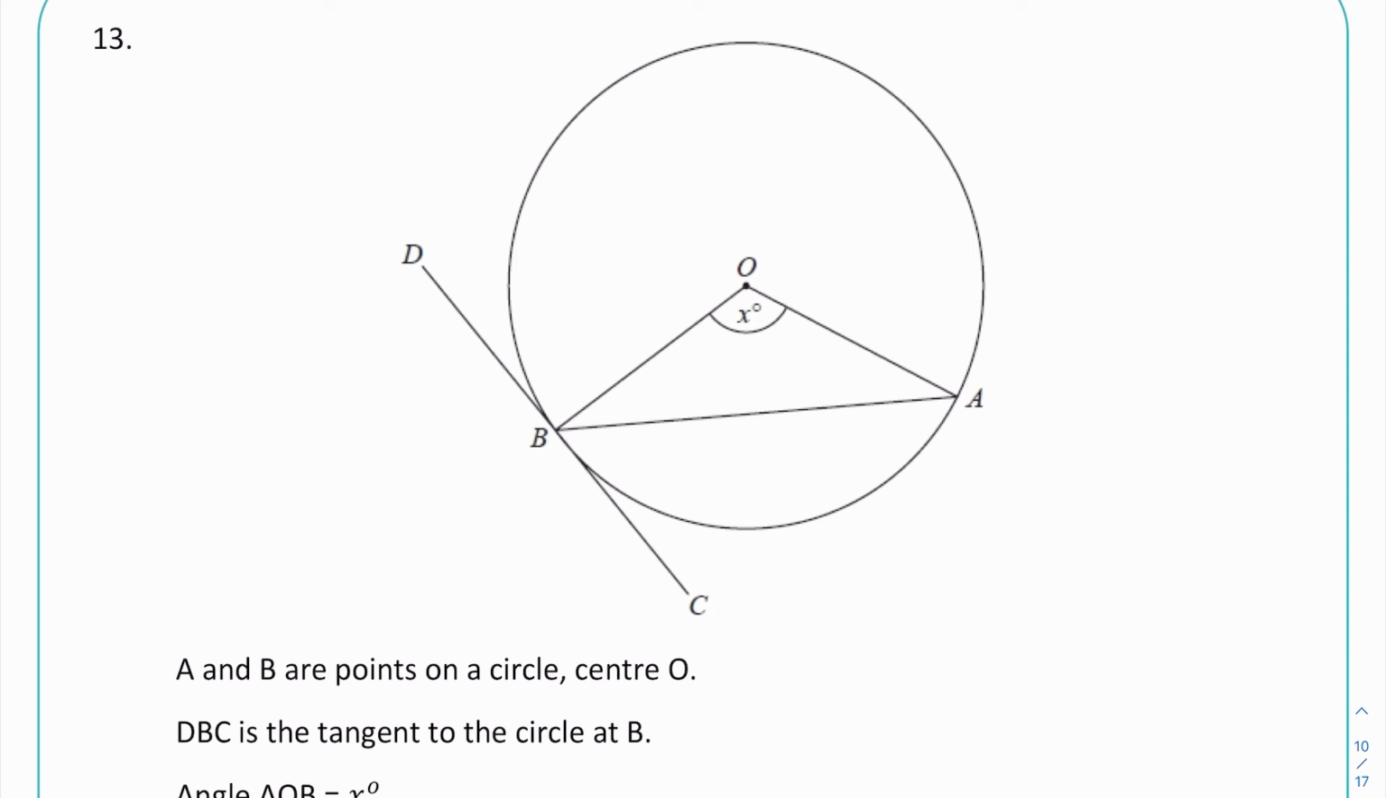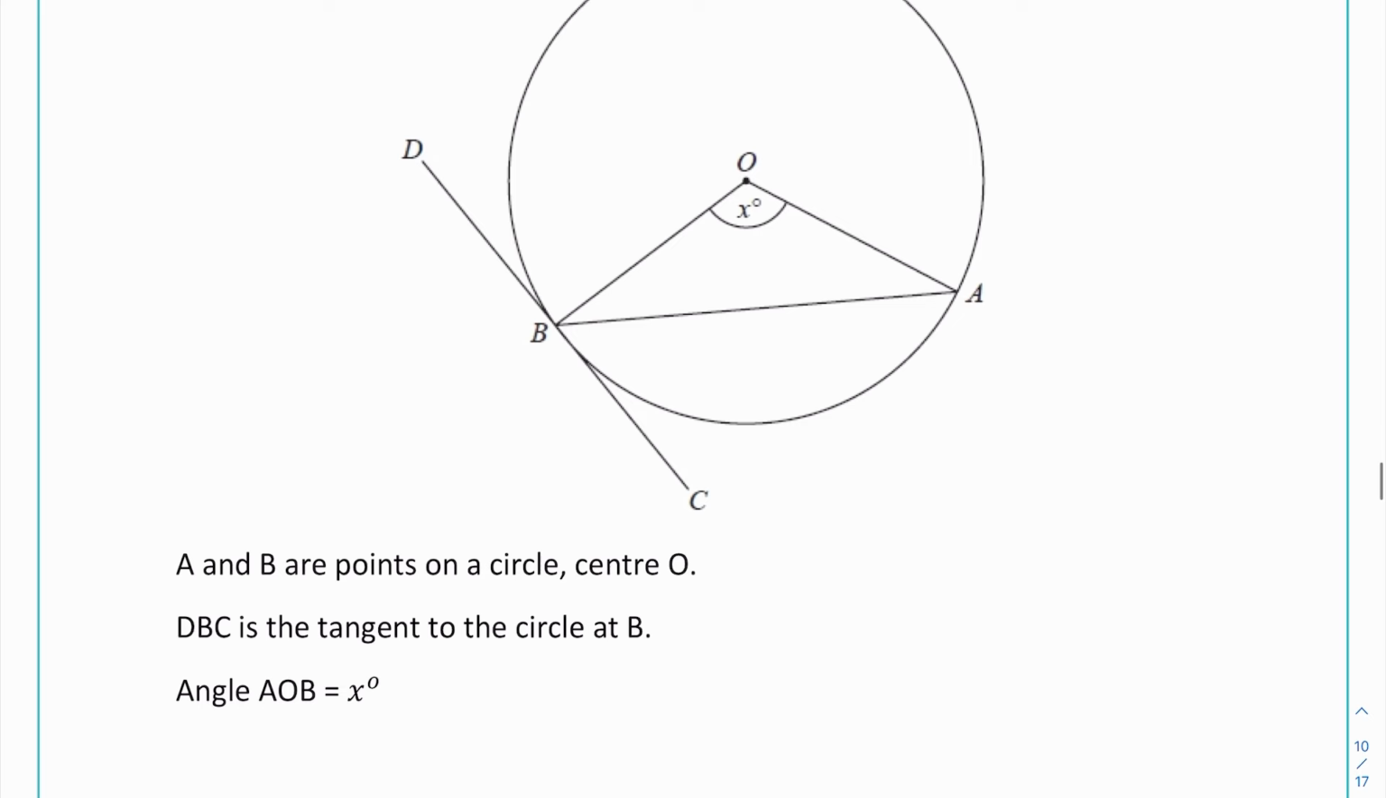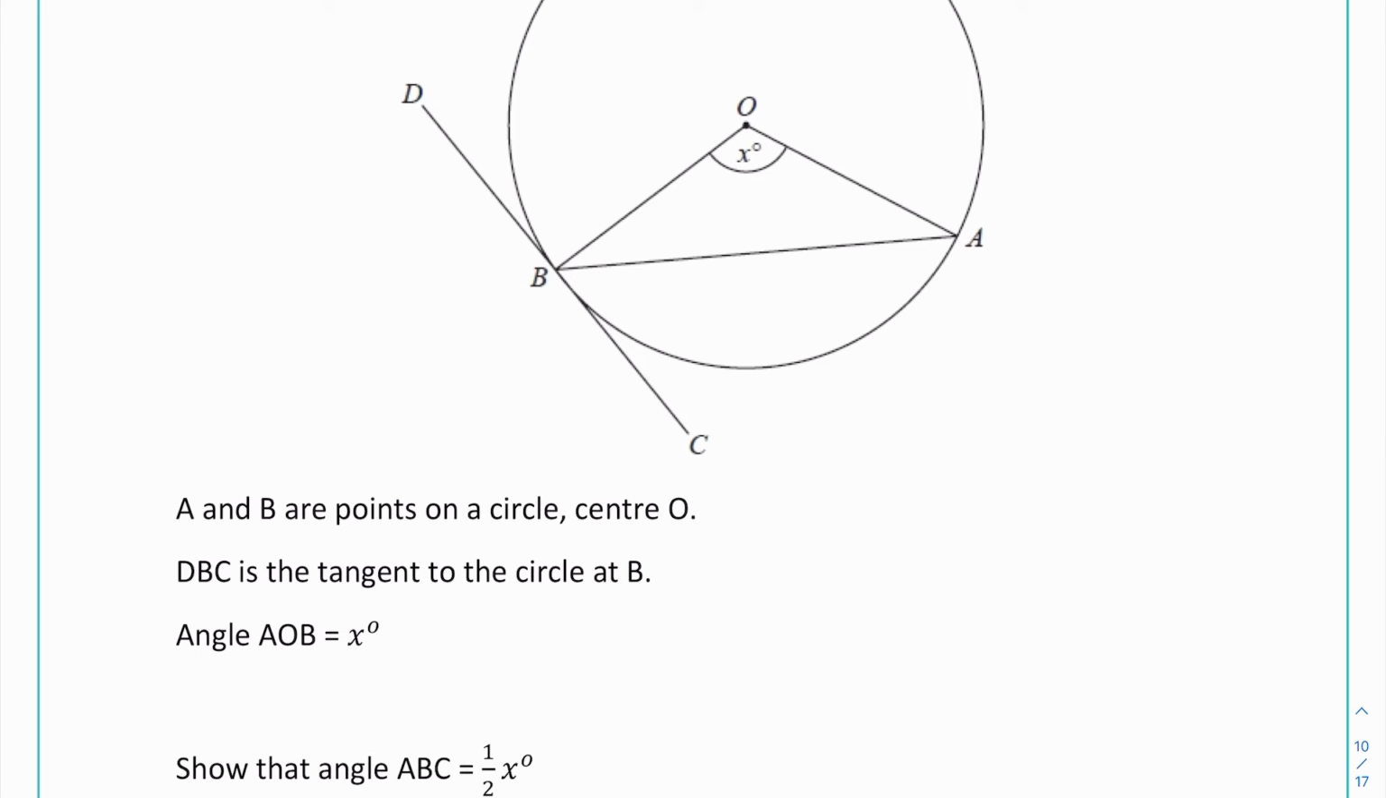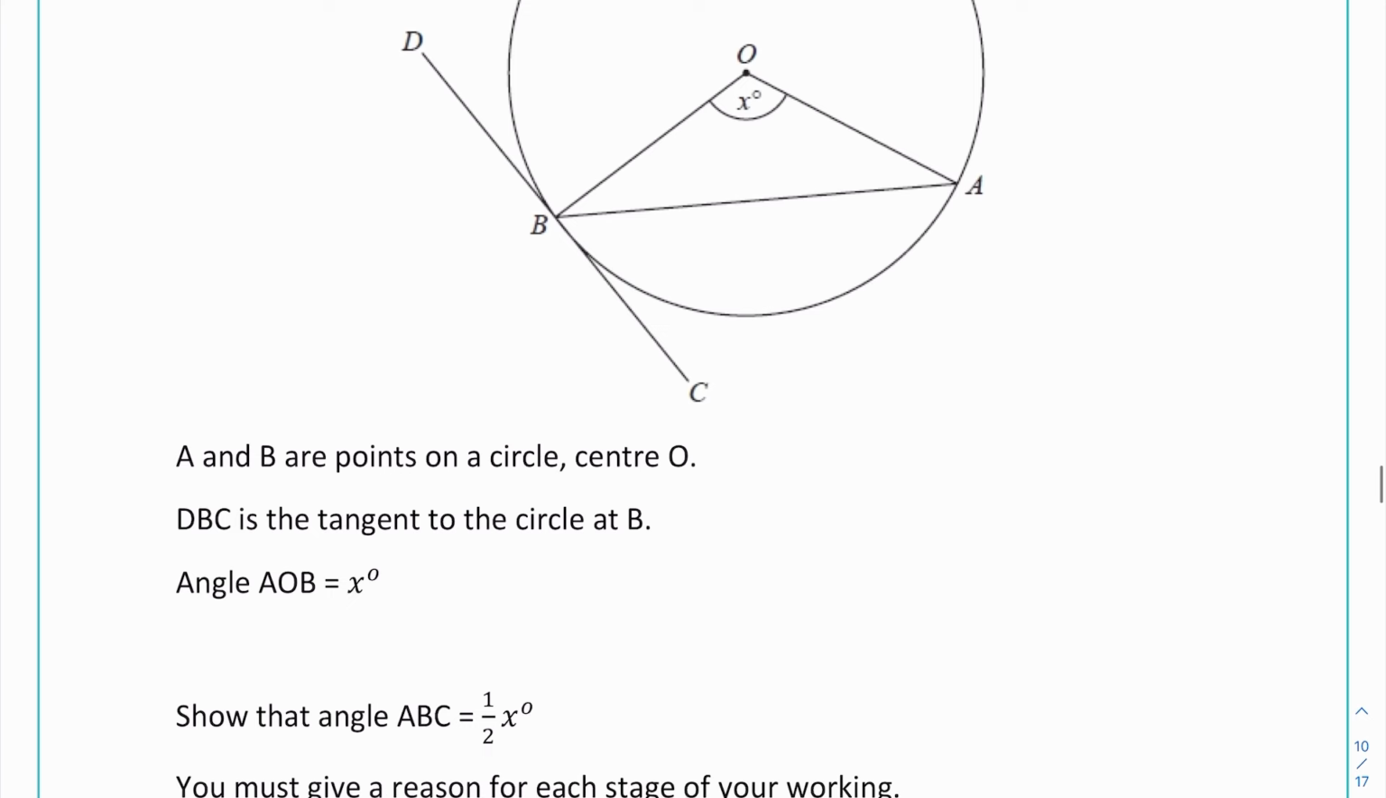So it says A and B are points on a circle, centre O. DBC is the tangent to the circle at B, and angle AOB is x. We can see all of that on the diagram. It says show that angle ABC is a half x. You must give a reason for each stage of your working.